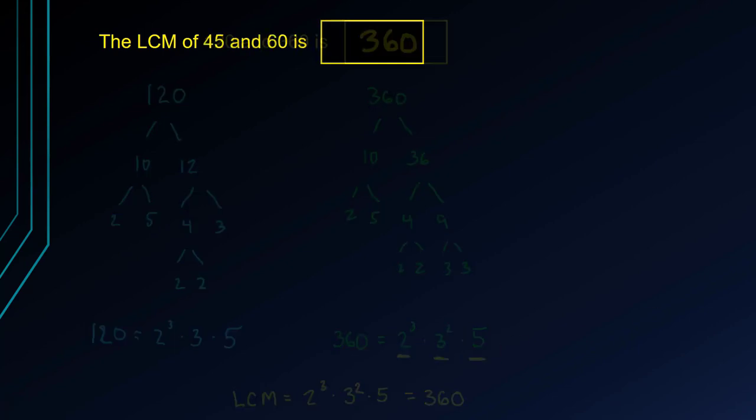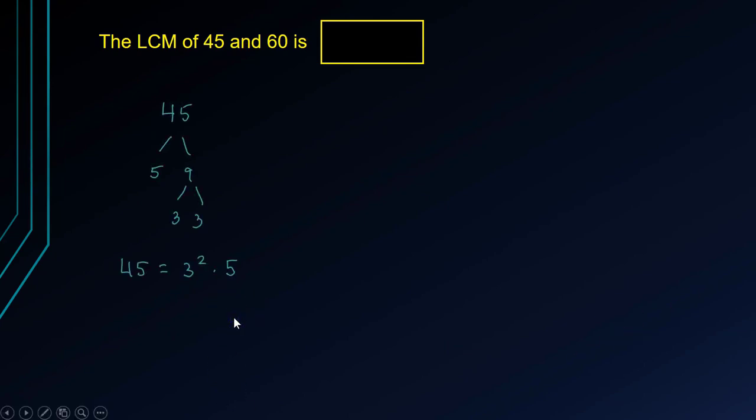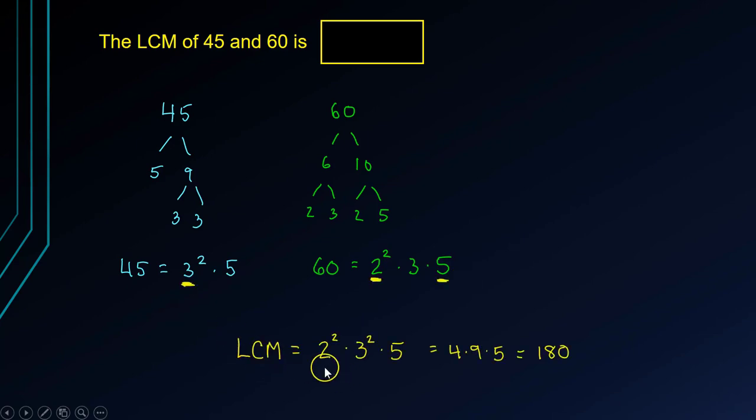Moving on to the next one. The least common multiple of 45 and 60. So again, prime factorization. The 45 can become 3 squared times 5. 60 can become 2 squared times 3 times 5. So when I compare the numbers, this one has a 2 squared, this one doesn't have a 2, so I'm going to take the 2 squared. This one has a 3 squared, this one only has a 3 to the first power, so I'm going to take the 3 squared. And they both have the multiplication of 5, so times 5 is going to be part of the LCM as well. So the LCM is 2 squared times 3 squared times 5, which ends up being 180.